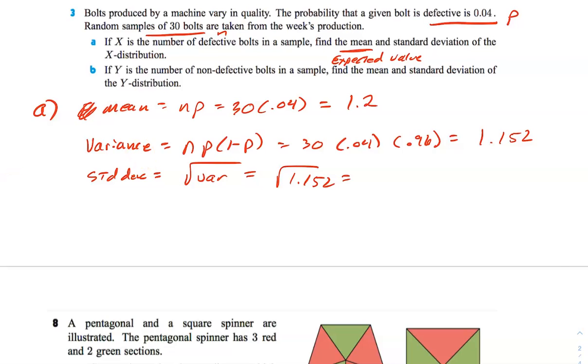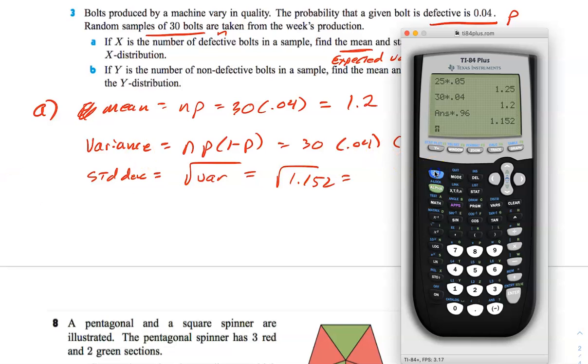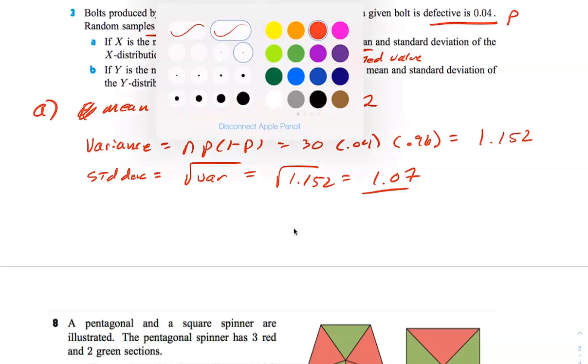Now let's put that in our calculator. So second, square root. 1.07. Again, 3 sig figs. So there's our standard deviation of this.